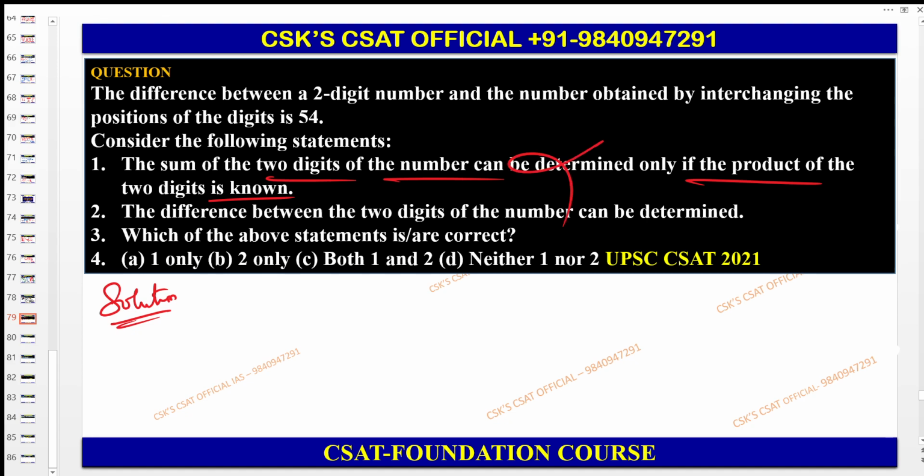It says that only the product of the two digits is known. That is wrong, as Nitasha just said, which was explained very briefly. The difference between the two digits can be determined. Yes, that can be determined. 10x plus y, then interchanging, the difference between these two. Interchanging means the unit place digit comes in the tens place and the tens digit comes in the unit place. So the difference is 54.